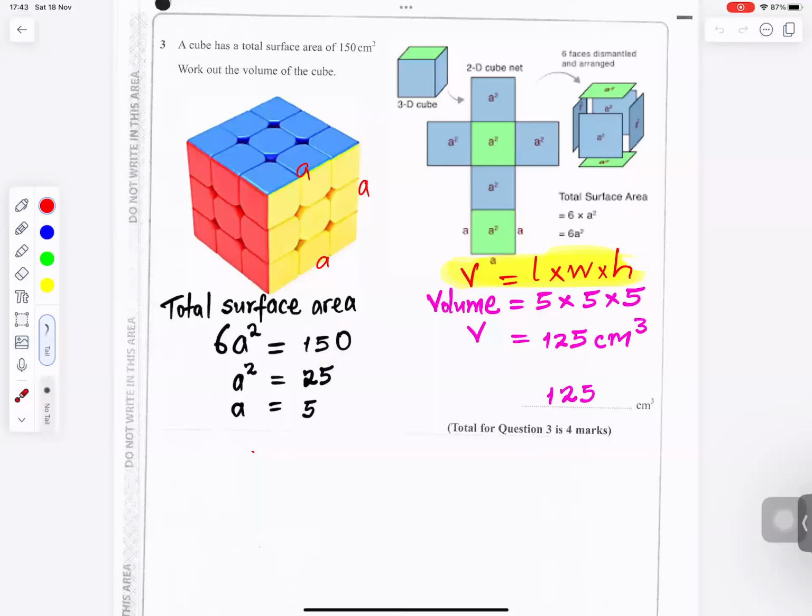So you solve the equation, you divide by 6. 150 divided by 6, so you get a squared equals 25, and a would be the square root of 25, which is 5. To get the volume, length times width times height: 5 times 5 times 5 gives you 125. The picture shows you 1, 2, 3, 4, 5, 6. That's why we have 6 sides, 6 faces.